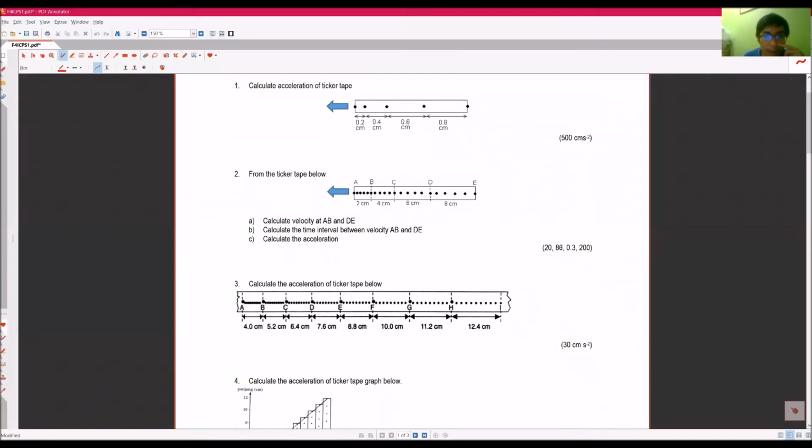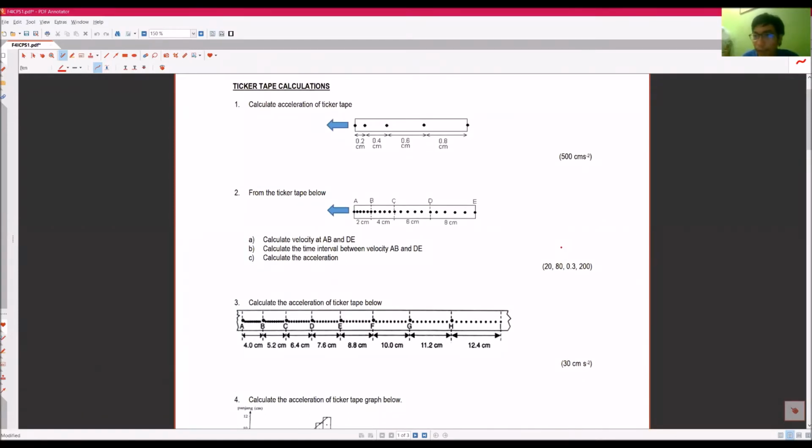Okay, so we're going to start with our revision for chapter 2, linear motion. The first thing that is important in chapter 2 is the ticker tape calculation.